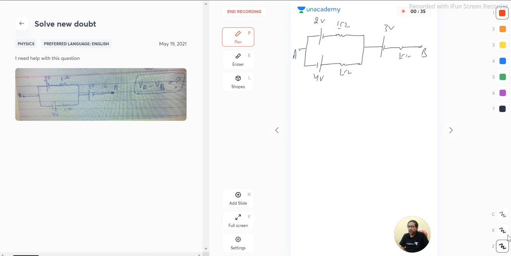Now we have to solve this thing first. For that we use the formula E1R2 minus E2R1. Why minus E2R1? Because the polarity of the batteries are opposite. If this is plus, this is minus, this is plus, this is minus. That's why we use the formula for E equivalent to be E1R2 minus E2R1 by R1 plus R2.